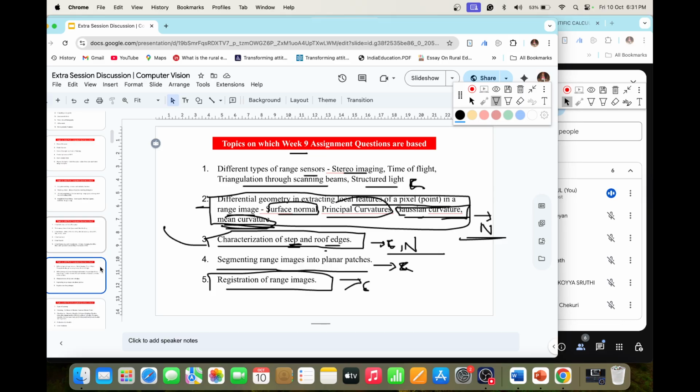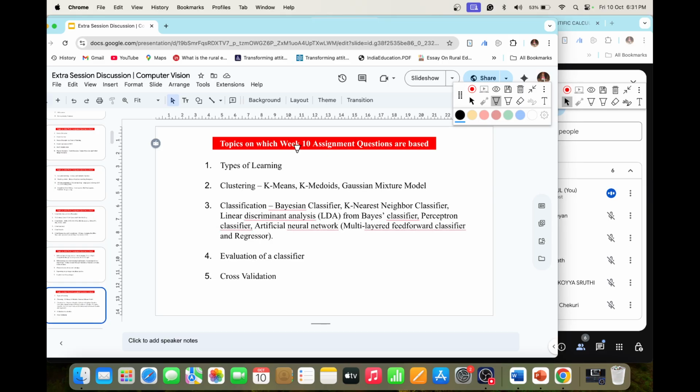And then in week 10 we discussed the types of learning: supervised learning, unsupervised learning, and reinforcement learning. For supervised learning, we talked about classification. For unsupervised learning, we talked about clustering.